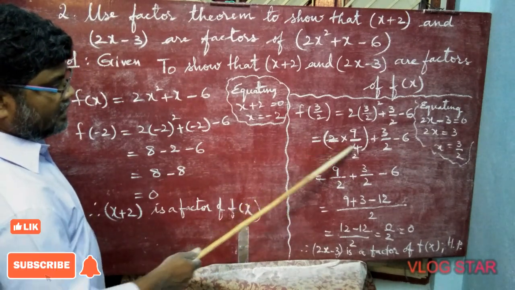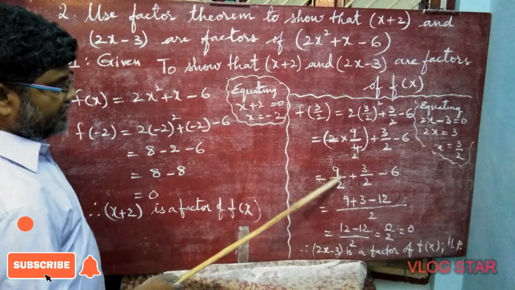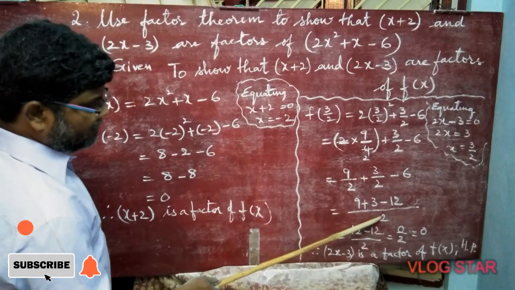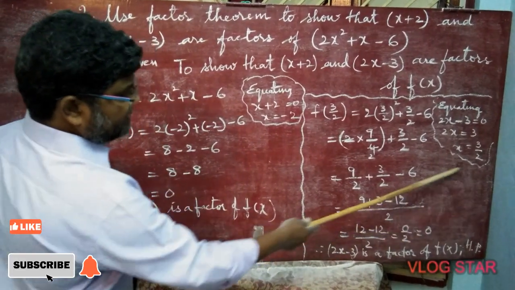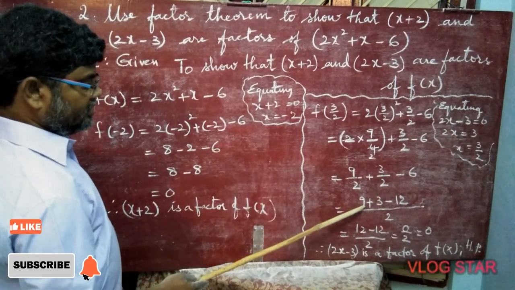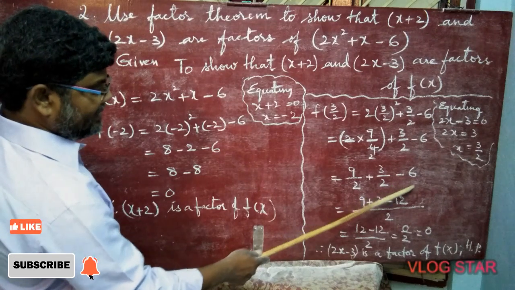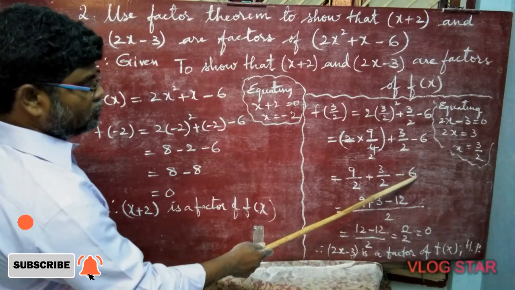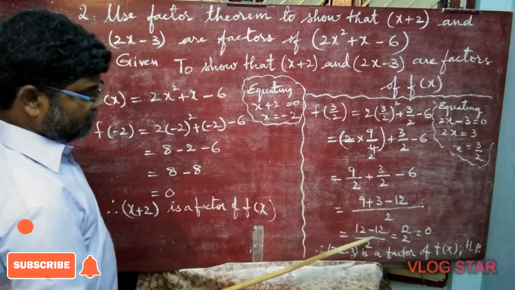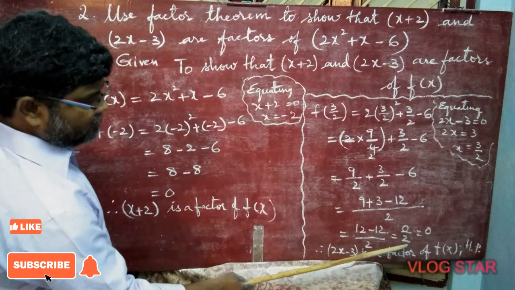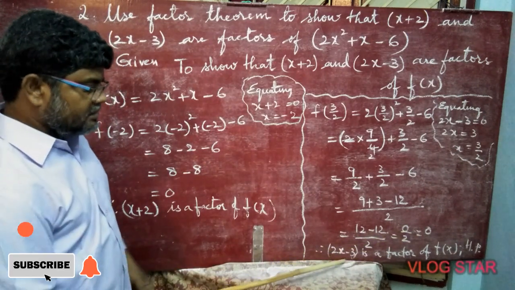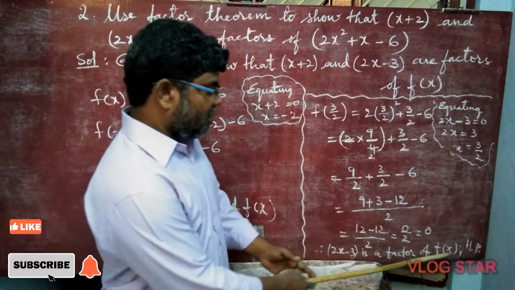How did you get it? Here the common table, 2 goes in 4 2 times. So 9 by 2 plus 3 by 2 plus 4. Here 2 will be the LCM. You have to find the LCM, that is part and parcel. 2 goes into 1 time, again 2 goes into 1 time. So here 9 plus 3, here 1 is there. 2 goes in 1 2 times, 2 6s are 12. 9 plus 3, 12 minus 12, 0. 0 by 2. 2 goes in 0, 0 times. Therefore, 2x minus 3 is a factor of f of x.